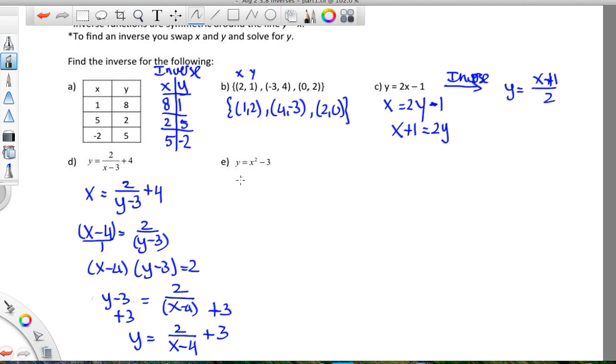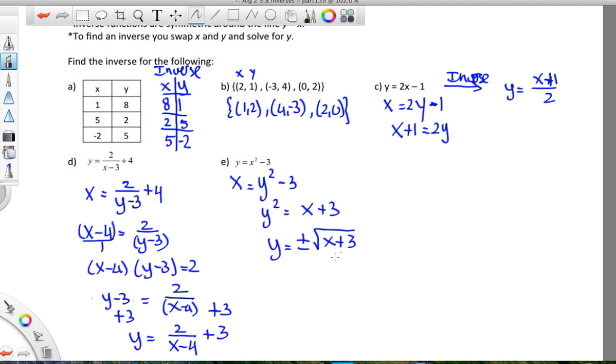Last one. Again, swap it. You leave the square on there. Solve for y. So let's see, this would be y squared. So if you add 3 on both sides, you get x plus 3. And then to get rid of a square, you take a square root. And then usually when you take a square root, you have to use a plus or minus.